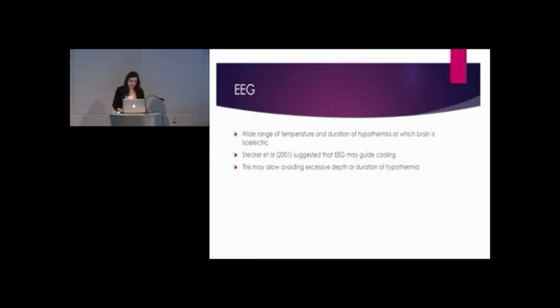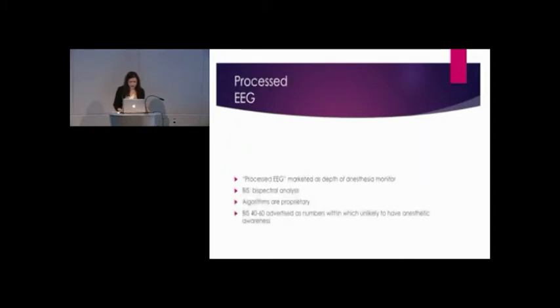So there is some evidence in the literature that you can actually use the EEG to guide cooling, and that this may allow some excessive depth or duration of hypothermia to be avoided, but I have not found in the literature that this has been adopted as a protocol in many centers. So I also mentioned processed EEG, which is what we're using now, and I think most of us are familiar with something called the BIS, or the bispectral analysis.